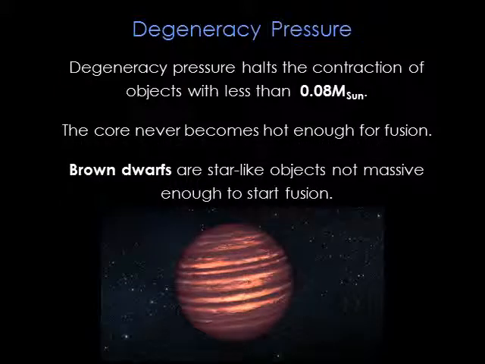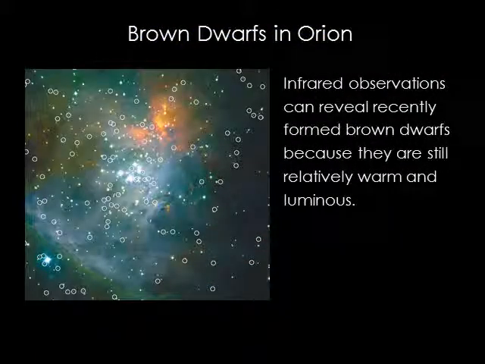But if a protostar has a mass below 0.08 solar masses, the electrons become packed closely enough for the restrictions to matter. These protostars are too small, and there's not enough room for all the electrons. Degeneracy pressure halts the contraction, and the core never becomes hot enough for fusion. The result is a failed star known as a brown dwarf. Brown dwarfs are faint and difficult to detect, but since they are still relatively warm, looking for them in the infrared allows us to see them.